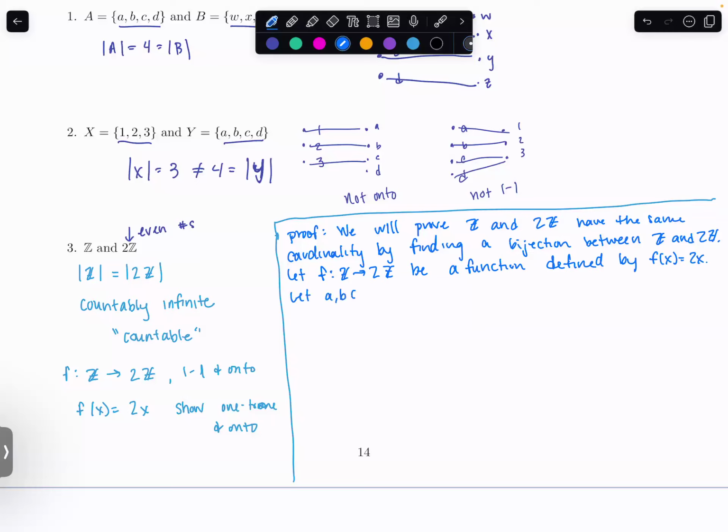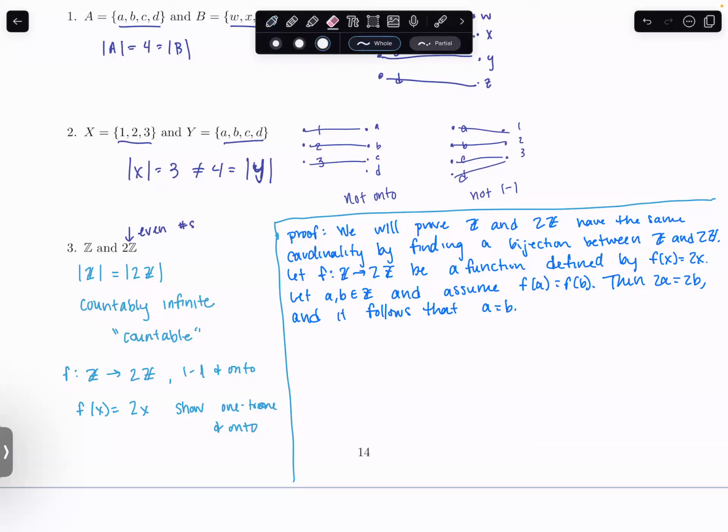We're going to let A and B be integers and assume F of A equals F of B. Then 2A equals 2B, and it follows that A equals B. So F is 1-to-1.